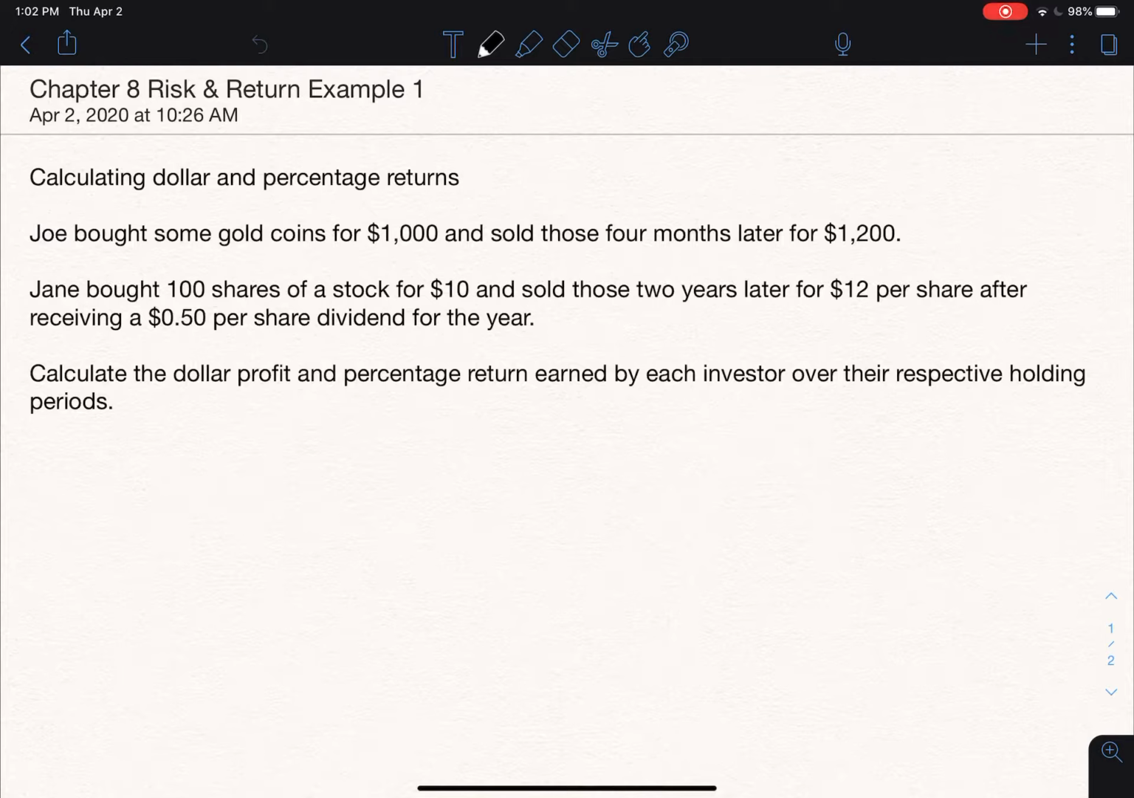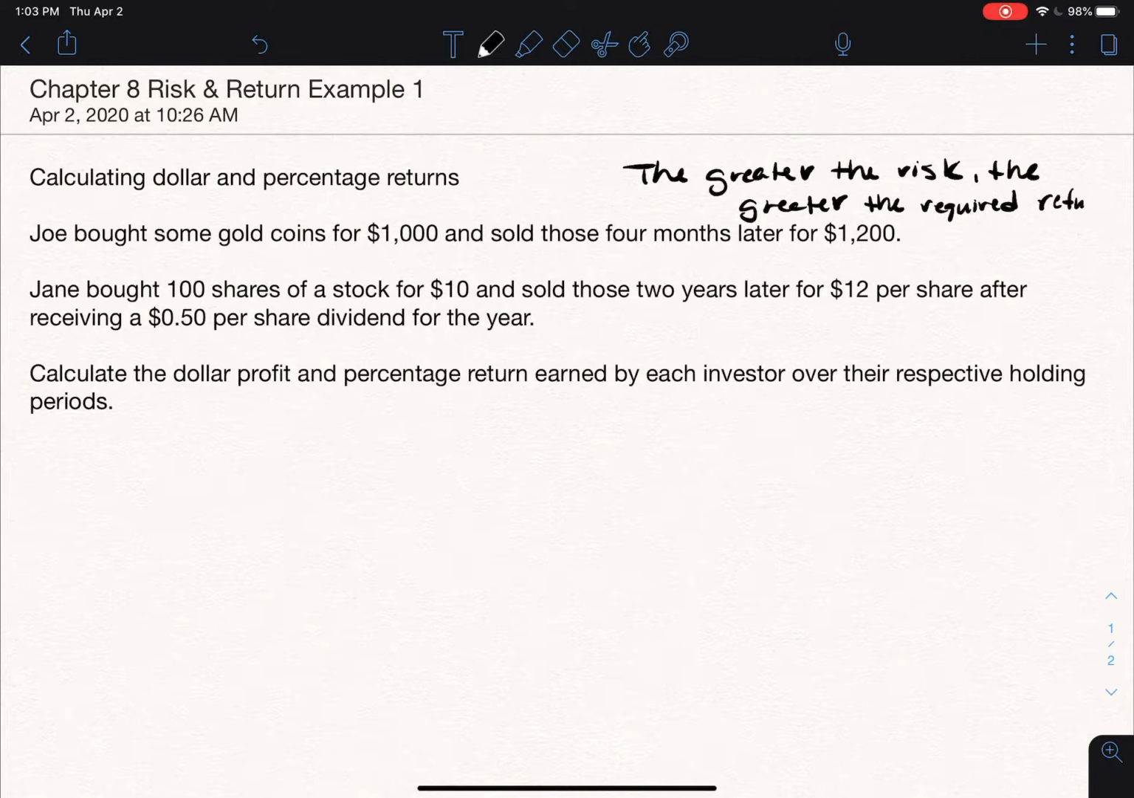And so one of the quotes earlier in your textbook, and it's brought up again in this chapter, is the greater the risk, right? The greater the risk, the greater the return, the greater the required return should be. Okay? And this is a relationship that most of us are very familiar with because we have likely dealt with it at some point in our lives.